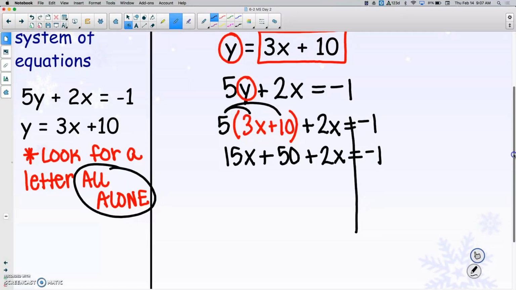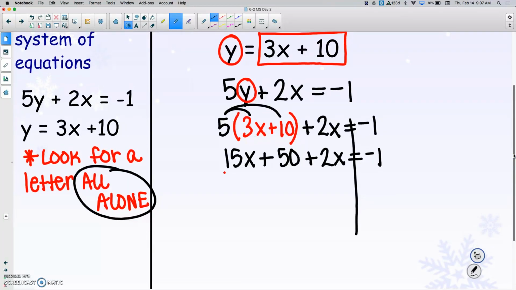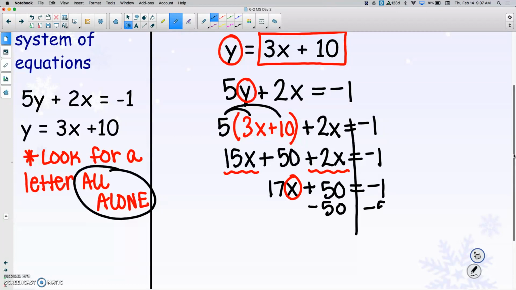So this equation has like terms 15x and 2x that are on the same side. So I add those two together. They are same side like terms. And then I can finish solving my equation for x by subtracting the 50, because that's the inverse of adding 50. So then 17x equals -51. And then I can divide by 17. And that will leave me with x equals -3.